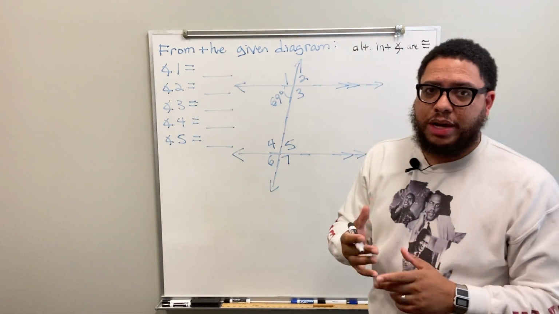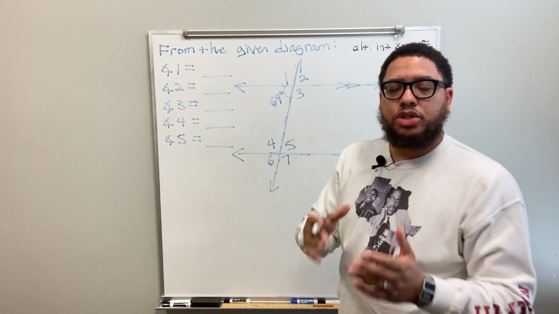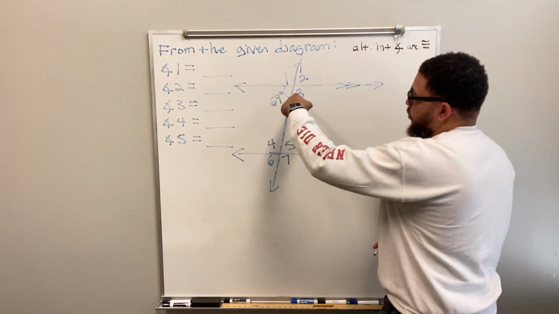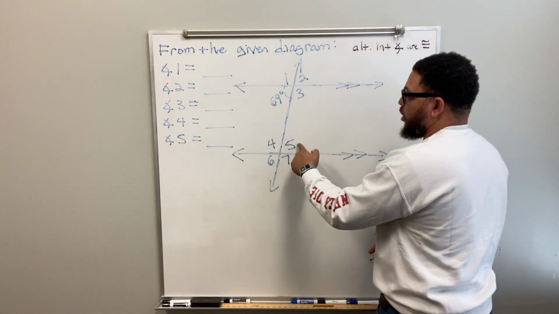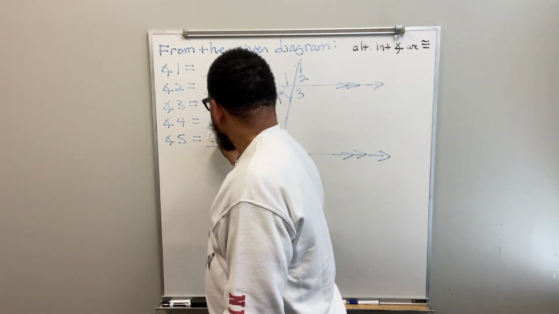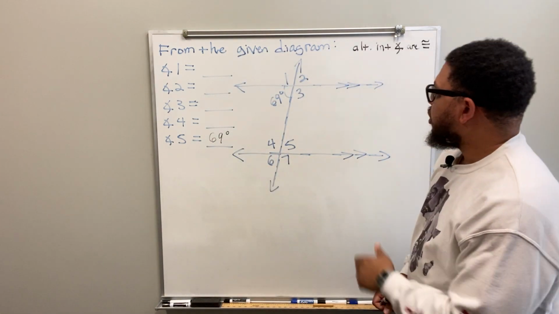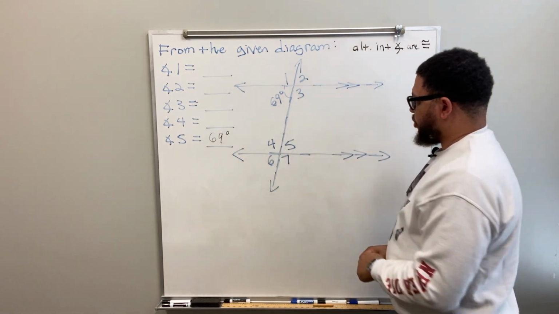So once you identify two angles as alternate interior angles, then you already know what the measurements are because you know the measurements are the same. So if this one right here is 69, then angle 5 has to also be 69. So we just do this, 69 degrees. So we know one of our angles, right? Because we know they're alternate interior angles.